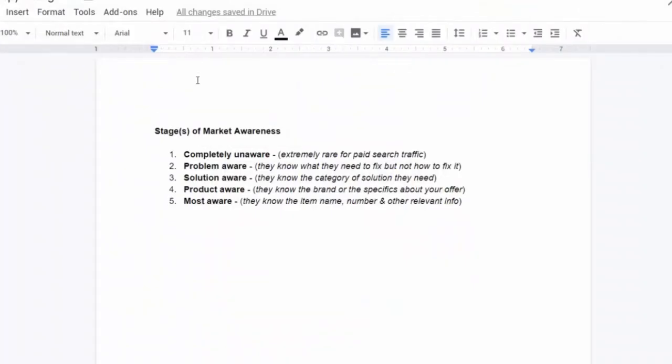The first thing I want you to keep in mind when we're writing ads is the stage of market awareness, okay? There are five different stages, and the first stage is completely unaware. Now, you're not really going to see this in the paid traffic space on Google, because most likely people are coming to Google with a problem and they're looking to find an answer. They actually have an intent to find something.